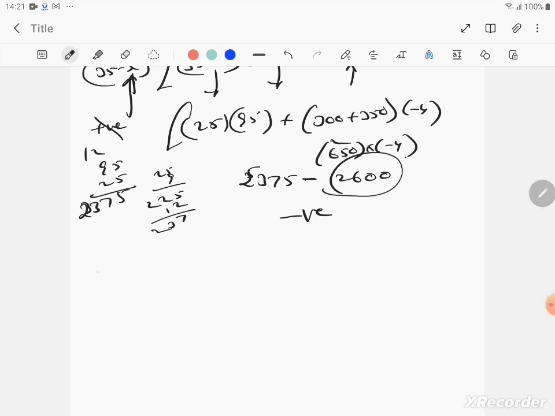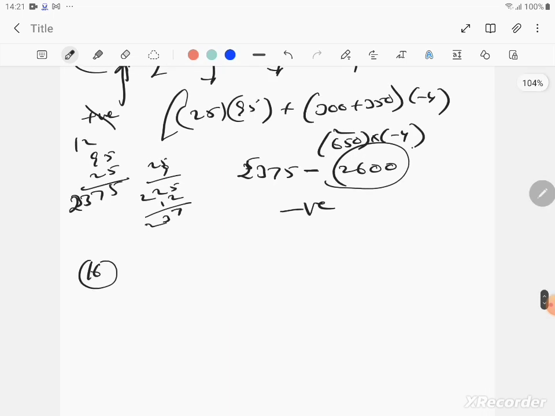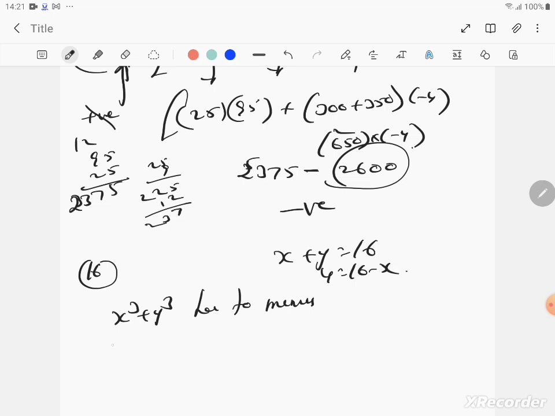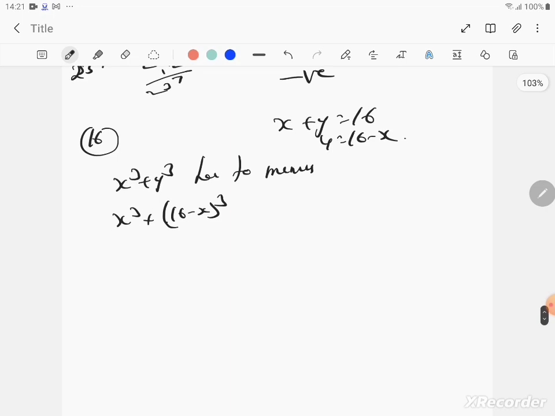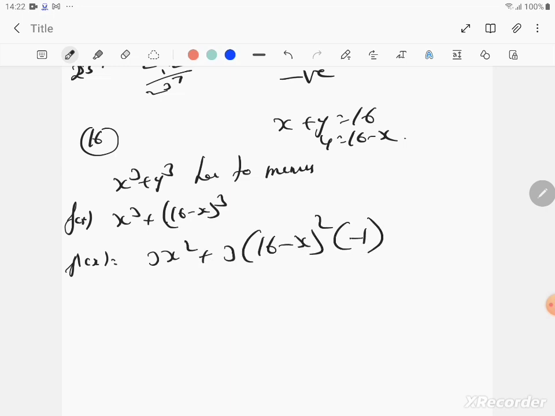So let's go to the 16th question. Find the positive numbers whose sum is 16 and sum of the cubes is minimum. Has to be minimum. So y is equal to 16 minus x. Substituting here, x cube plus 16 minus x the whole cube. So then you can differentiate this because this is f of x. f dash of x will be 3x square plus 3 into 16 minus x the whole square into minus 1.